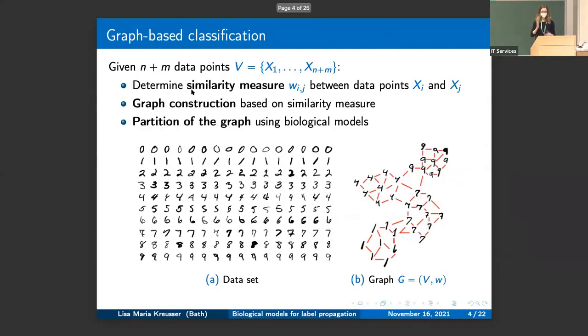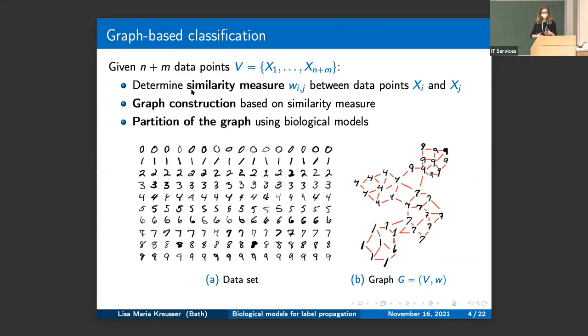More precisely, we assume that we have n plus m data points, and we already know in advance that those data points are somehow related to each other. The idea is that we can introduce some kind of similarity measure between each pair of data points. Let's say we have some data point xi and some data point xj. Then we can introduce a similarity measure wij to describe how those two data points are related to each other. And this allows us to construct a graph based on this underlying similarity measure.